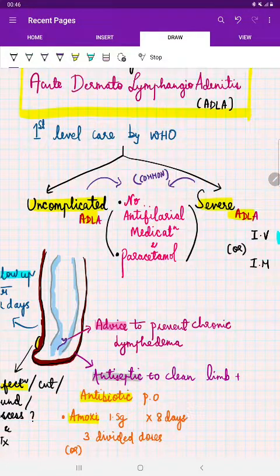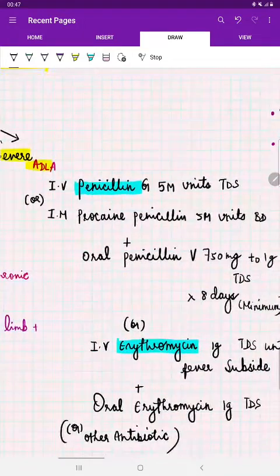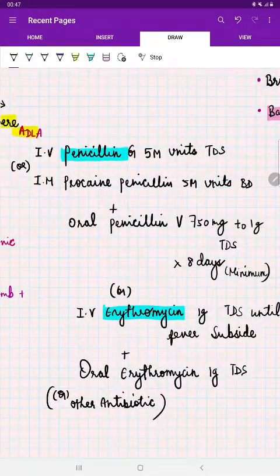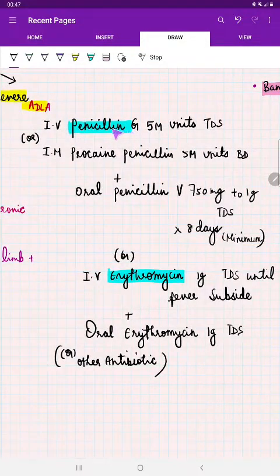Point number one. Point number two, see, because of this swelling of the legs, we can give paracetamol analgesics. First, we'll see severe ADLA. For severe ADLA, as commonly, no antimalarial medication and paracetamol should be given, and it is severe disease, no? So, we need to give penicillins. IV penicillin, let's make it simple. Initially give IV penicillin G 5 million units TDS, or you can give IM procaine penicillin 5 million units BD.